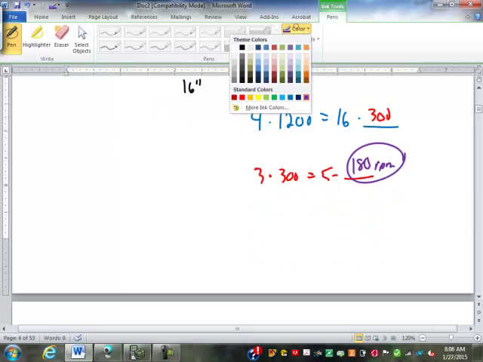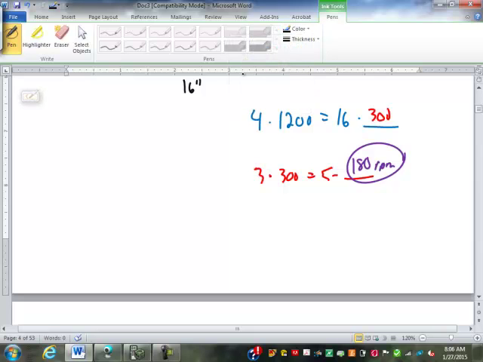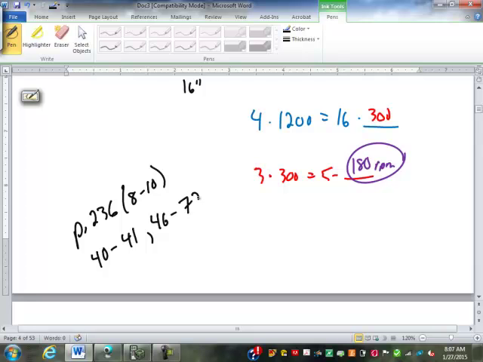For tomorrow, a couple things for you guys to play with. In the book packet that I gave you on page 236, it is 8 through 10. There's only 3 of those. Then in the other packet, it's 40 through 41, and probably can work on 46 through 72. So that'll be enough to keep you busy for a while.